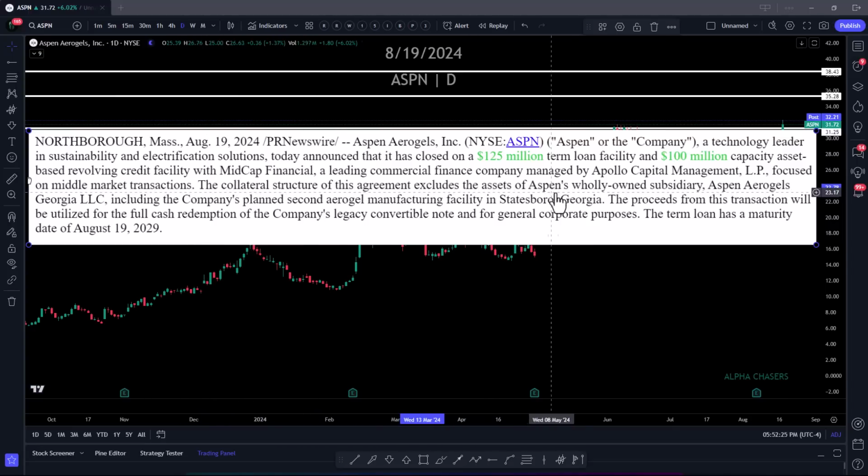The collateral structuring agreement includes assets of the wholly owned subsidiary Aspen Aerogels, including the company's plants, and so on. The proceeds from this transaction will be utilized for full cash redemption of the company's legacy, long outstanding convertible note, and for general purposes. The term loan has a maturity. Okay, why is the stock going up on this? It's this part, and a lot of people aren't going to understand this.